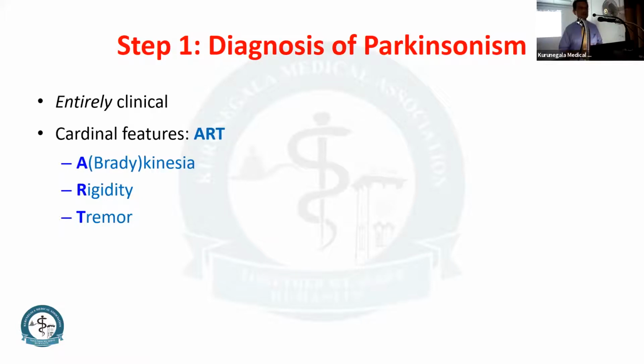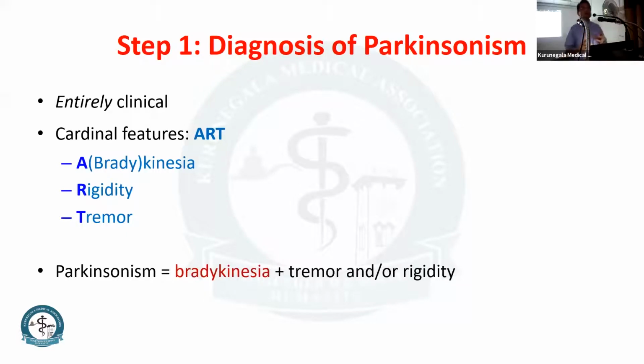A for akinesia. Kinesia, I told you, is movement. So when you say akinesia, no movement. That can't be. So it has to be bradykinesia. Brady means reduced movements, like bradycardia. It is bradykinesia. R is for rigidity and T is for tremor. So if you remember the art, you will remember the art of diagnosing Parkinsonism. Now we don't use B there because then ART becomes BRT.